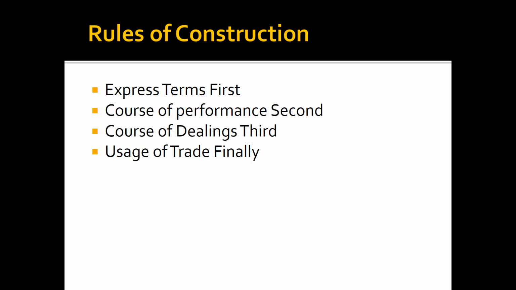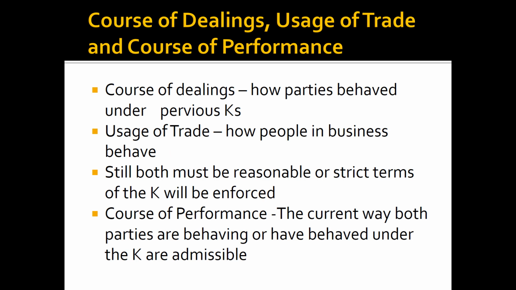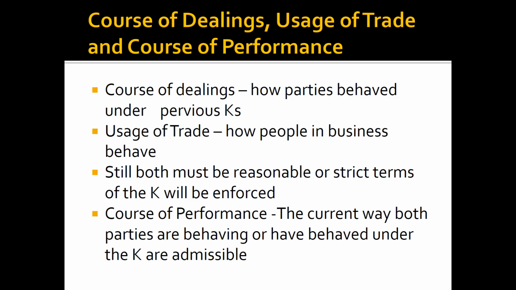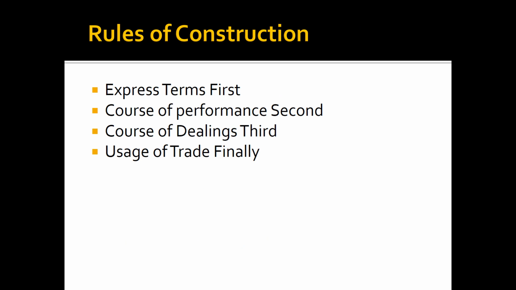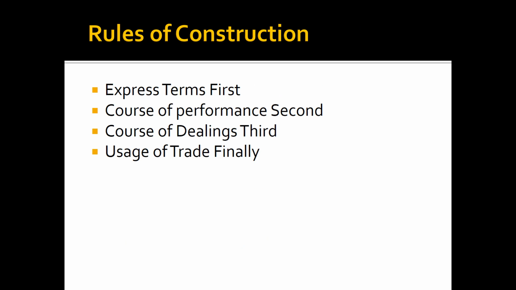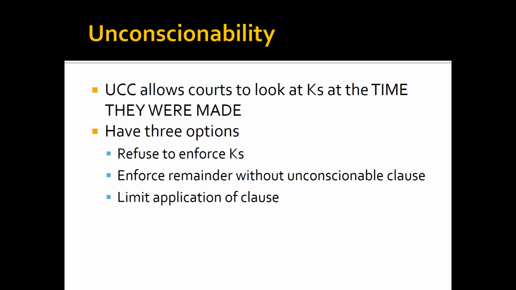Rules of construction, express terms first. Then we can look at course of performance second. Going back here, remember course of performance is the current way you've been behaving. Then course of dealings. Course of dealings is how you behaved under previous contracts. Usage of trade, going back one more time, usage of trade is how people in this business behave. So if we have an issue interpreting a contract, we go express terms, then we go course of performance, course of dealings, usage of trade.